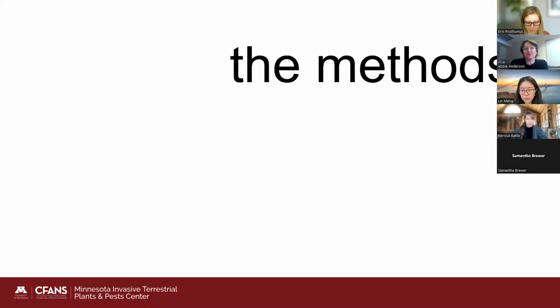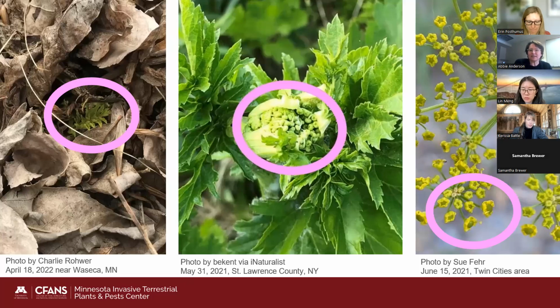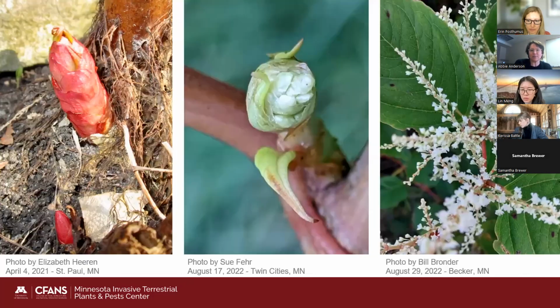The methods we use is that we use the protocols and tools developed by USA National Phenology Network. We use Nature's Notebook, and as Erin mentioned, we created a campaign called Pesky Plant Trackers. And it was the phenophases that we wanted to collect. These are just some of them for wild parsnip: initial growth, flowers and flower buds, open flowers. Not pictured are fruits and ripe fruits. And similarly, we wanted to collect that kind of information on Japanese knotweed, pictured here.